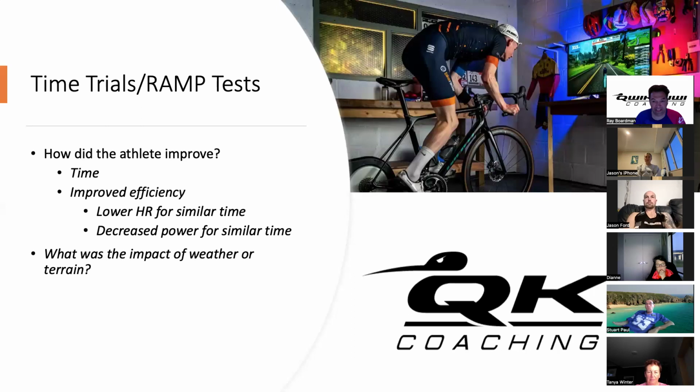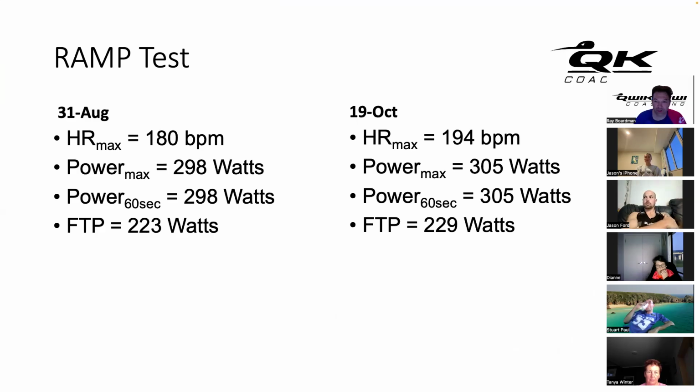If we're looking at a set duration time trial, like a 20-minute max effort time trial on the trainer, we're going to look to see what was your average power or normalized power during that time. Did it increase? Did it stay the same? If it stayed the same, what was going on with the heart rate? Let's have a look at some of Stu's data here.